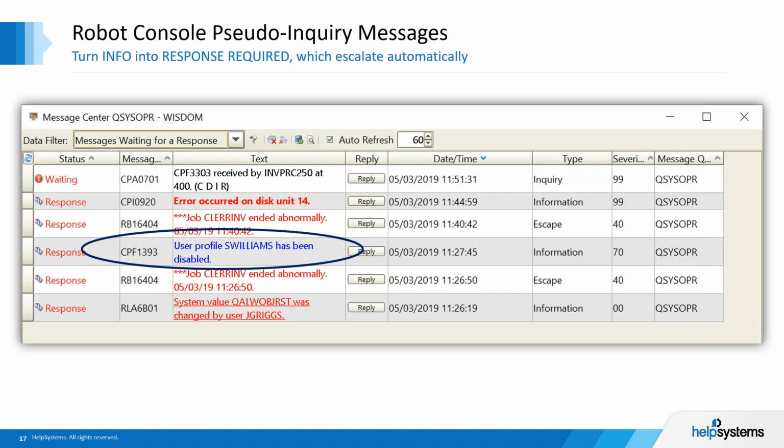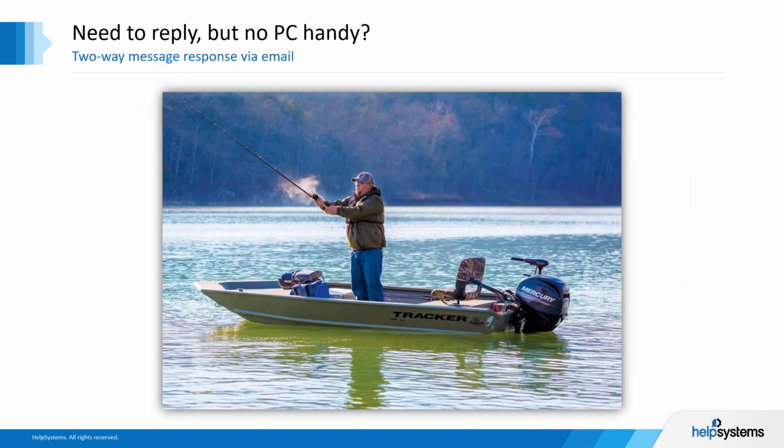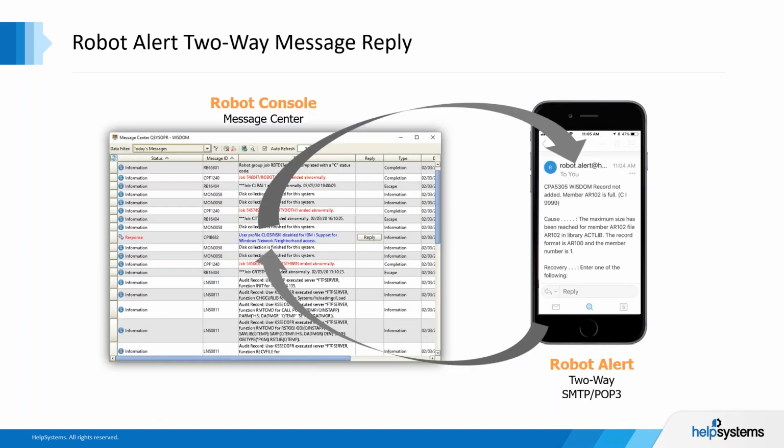It will show up in the message center, and we send it out via email. All right, and you might get this message, and you might be doing what Scott likes to do and sitting out on his tracker boat in the middle of a lake, and he's got work to do, but he does not have his PC with him. All he has is his phone. So Scott, could you walk us through our two-way notification process?